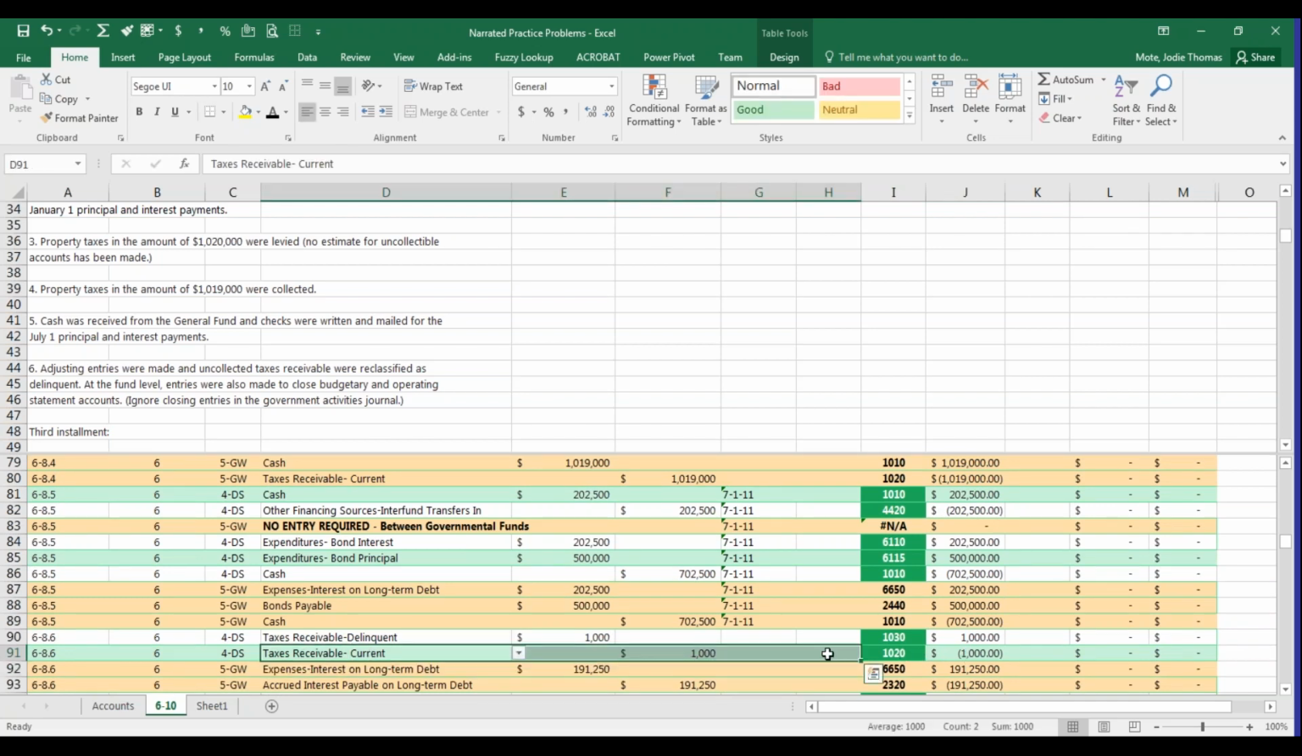You're taking that balance and you're zeroing it out because the problem is essentially saying all this is now delinquent because we're at the end of the year and we still haven't collected it, okay?